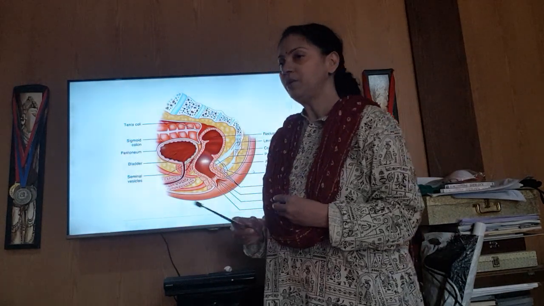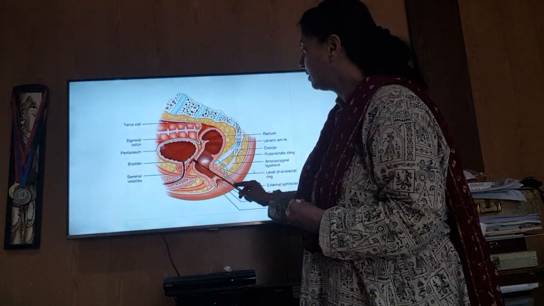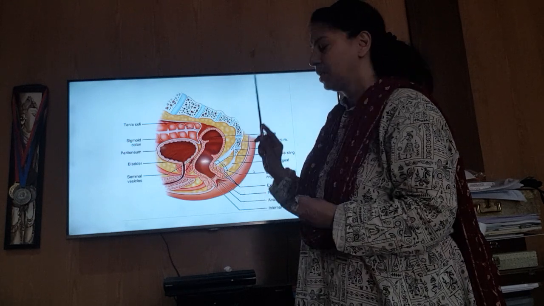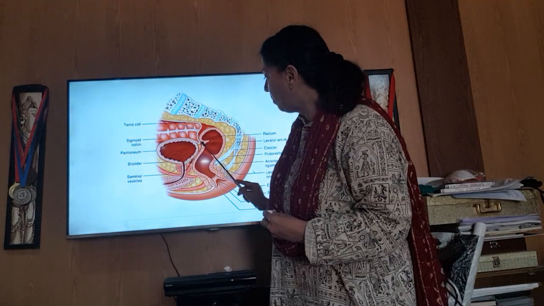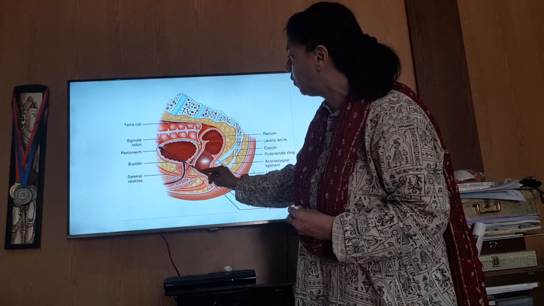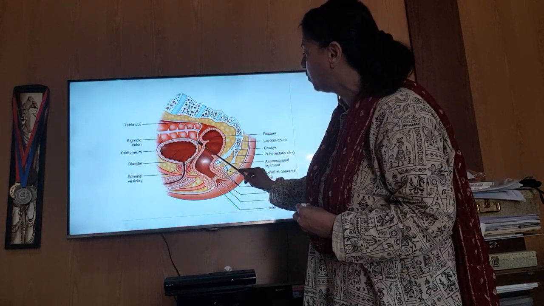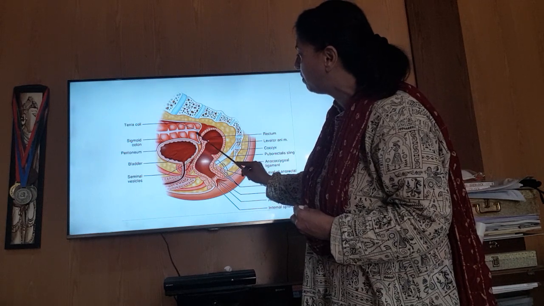Now relations. First of all, the anterior surface of the rectum. We will divide it into three parts: upper 1/3, middle 1/3, lower 1/3. In males, only the upper 1/3 is covered by the peritoneum. See, this white line is the peritoneum, the peritoneal fold covering the superior surface of the urinary bladder. Then it is reflected back onto the anterior surface of the rectum and continues upwards along the sigmoid colon.